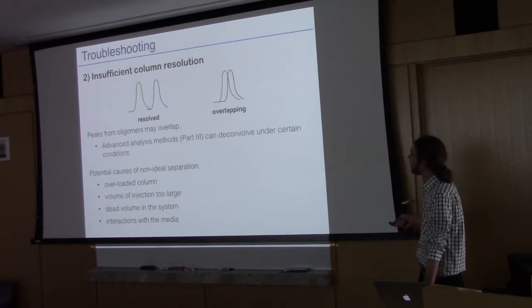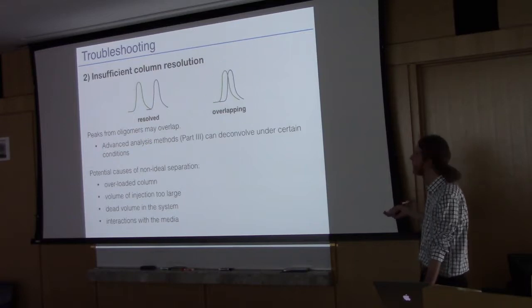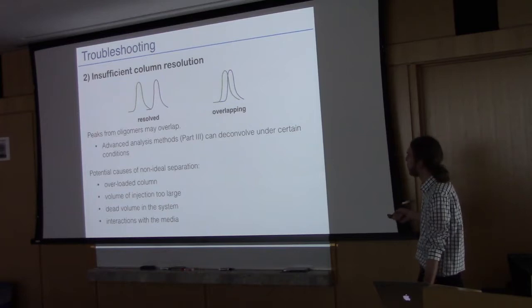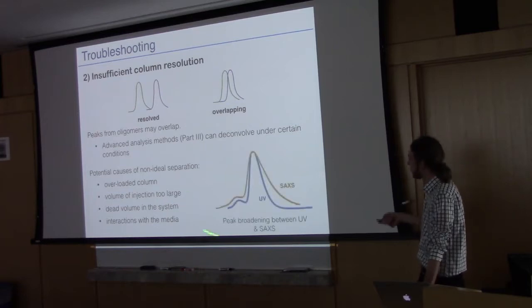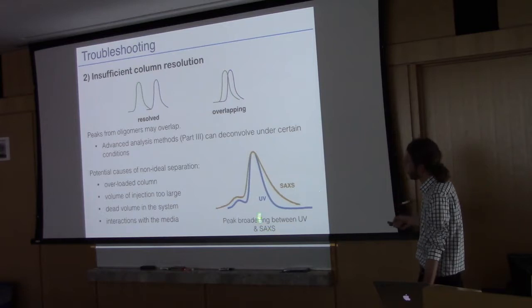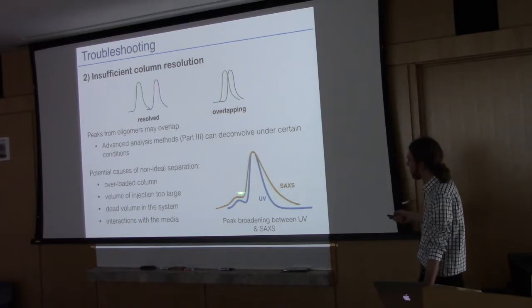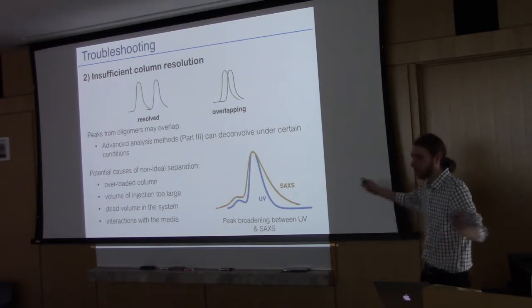I'll just mention that there are advanced analysis methods that can separate things even if they're pretty severely overlapping. And I'll talk about that later. This is an example of broadening where we're using a very, very small volume column, and the UV peak is much narrower than the SAXS peak, and that's because between the UV cell and the SAXS cell, it had to travel through some tubing, and that broadened the peak out.